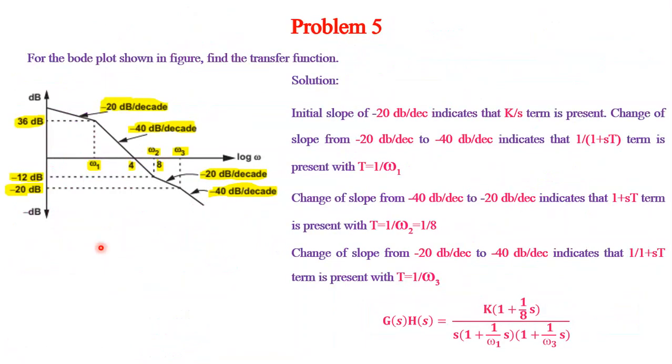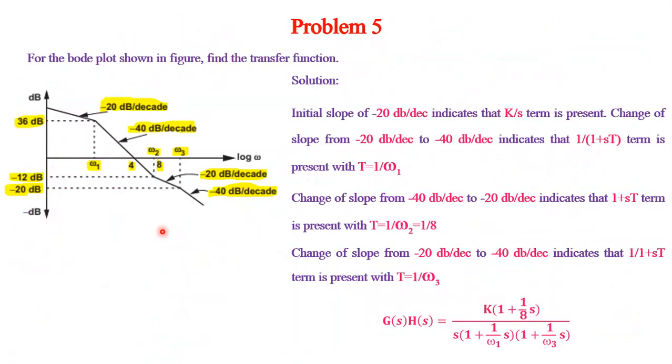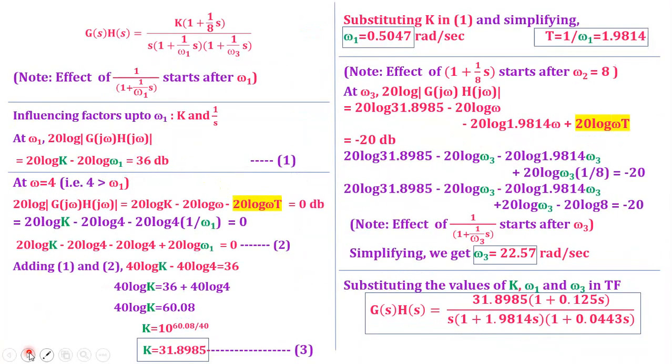This is the corner frequency. It is going to be 1 plus st. I am finding out omega 3, so its effect is there. So plus 20 log omega t. That is the rule. This we have explained in the Bode plot of individual factors. Like minus 20 log omega t, I will have plus 20 log omega t whenever the factor 1 plus st is in the numerator. And I know it is going to be minus 20 dB at omega 3. So I have equated the entire thing to minus 20 dB.